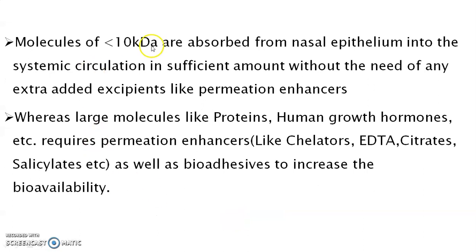Molecules of less than 10 kilodaltons are absorbed from the nasal epithelium into the systemic circulation in sufficient amount without the need of any extra added excipients like permeation enhancers, while larger molecules like proteins, human growth hormones, etc. require permeation enhancers, basically like chelators, EDTA, citrates, salicylates, etc., as well as certain bioadhesive substances to increase the retention or the bioavailability of the delivery devices at the particular location.